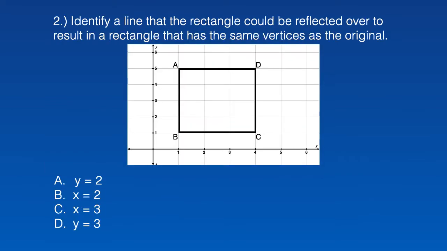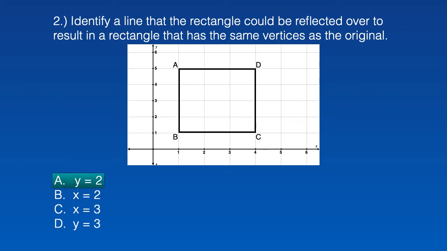Okay, let's go to question number 2. Identify a line that the rectangle could be reflected over to result in a rectangle that has the same vertices as the original. In other words, which one of these lines, when you reflect the rectangle over it, will put the rectangle on top of itself?